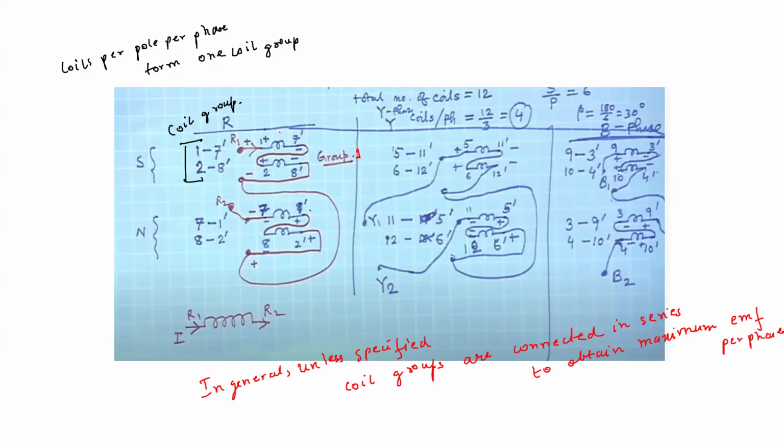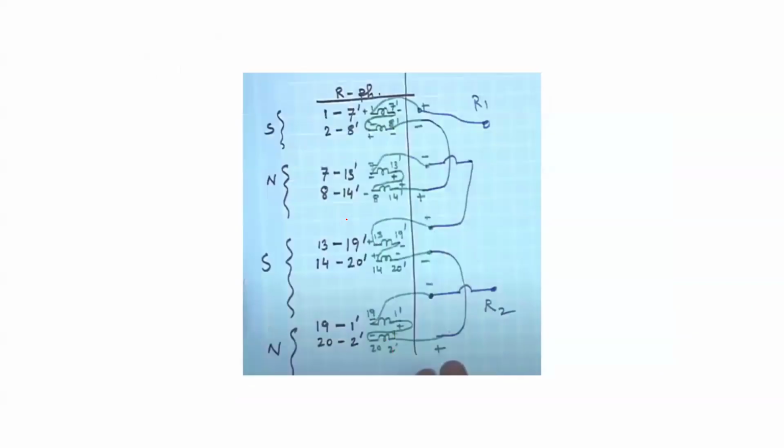In this slide, this connection diagram is shown for each of the three phases. This is for the R phase. You can see this is one coil group. The coil group is this cell, which corresponds to one phase and one pole. That is why coils per pole per phase, meaning coils per one pole per one phase, will form one coil group.